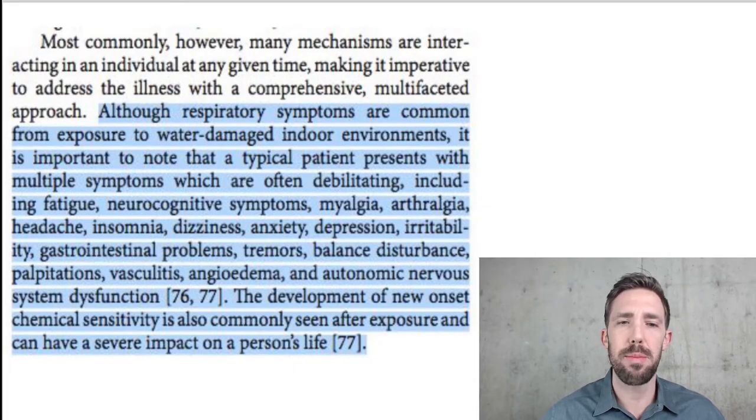Here's a quote from a paper about mold, and it says, although respiratory symptoms are common from exposure to water-damaged indoor environments, it is important to note that a typical patient presents with multiple symptoms which are often debilitating, including fatigue, neurocognitive symptoms, myalgia, which is muscle pain, arthralgia, which is joint pain, headache, insomnia, dizziness, anxiety, depression, irritability, GI problems, tremors, balance disturbance, heart palpitations, vasculitis, angioedema, autonomic nervous system dysfunction.